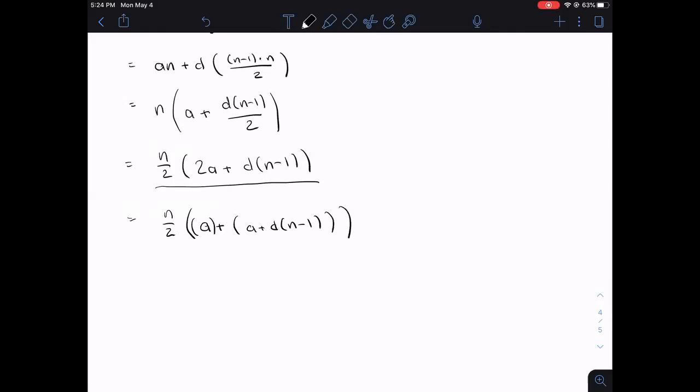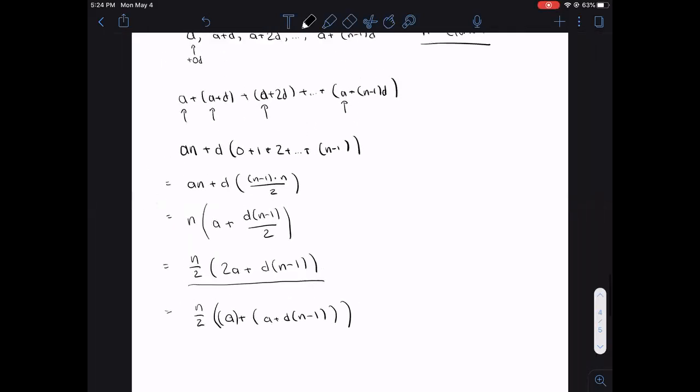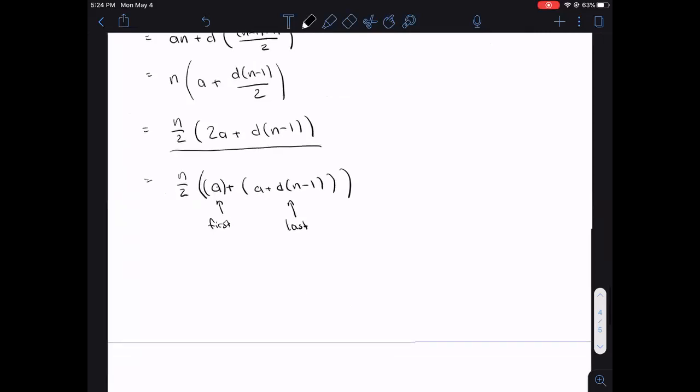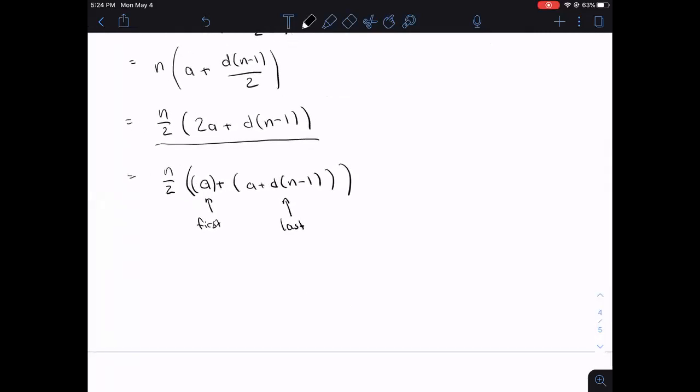So why is this easier to memorize? Well, notice that in our sequence above, this is the first term, and this is the last term. So this means for an arithmetic series, the sum is equal to n over 2 times first plus last. Or this is usually written as first plus last over 2 times n, and n is the number of elements.